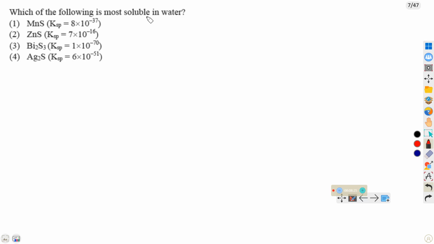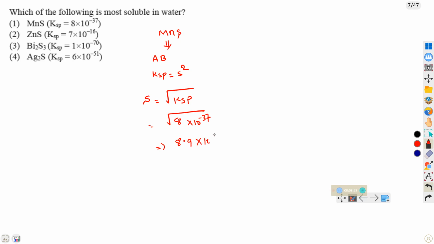Which of the following is most soluble in water? Ksp values are given. First of all, MnS. MnS is an AB type of salt. Ksp is equal to S square. Now calculate solubility. Solubility is equal to square root of Ksp. Square root of 8 into 10 power minus 37. Simplify. Then we will get 8.9 into 10 power minus 19.